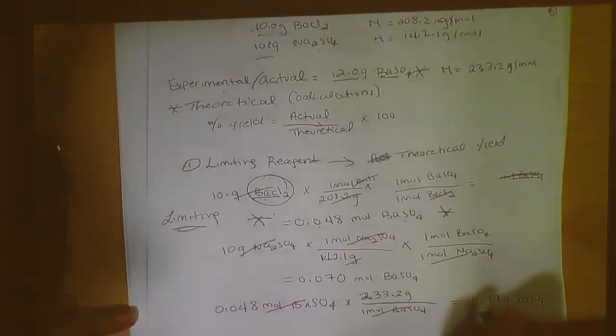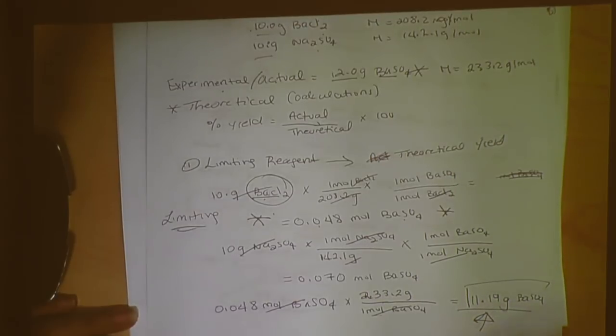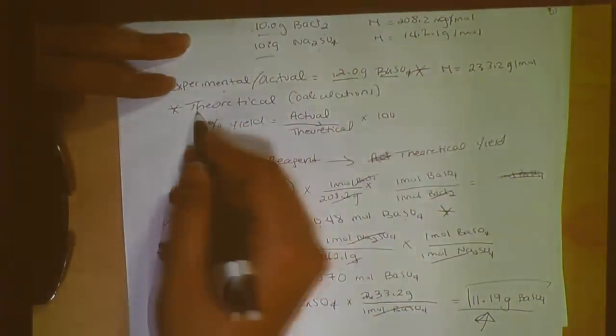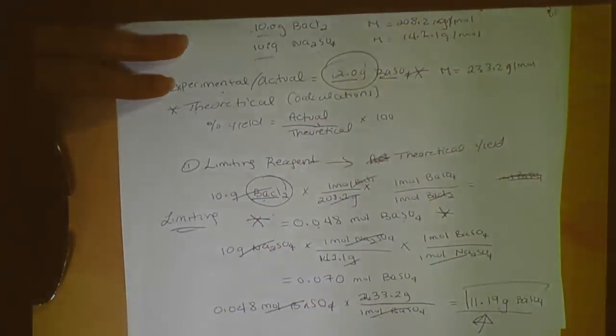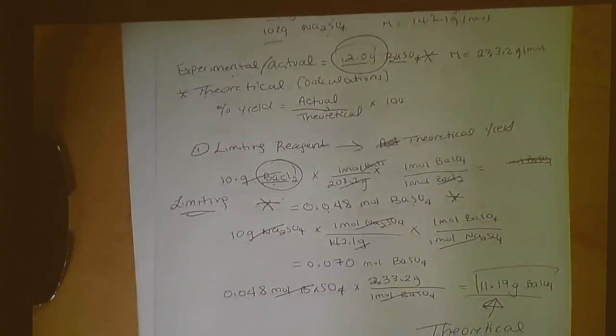And that is my theoretical or calculated value. So that's my theoretical. And so I have the actual from the beginning, which is the 12.9. And I just calculated the theoretical using limiting reagent. So now I want to figure out what the percent yield is based on this equation right here.